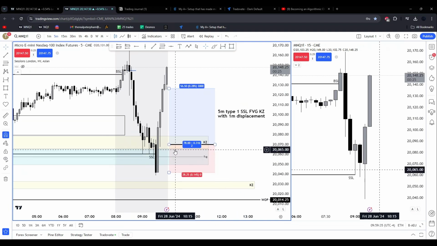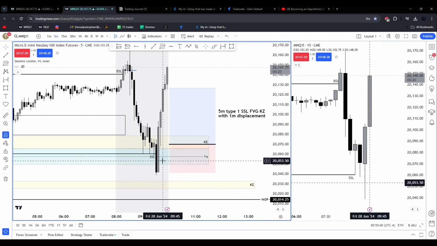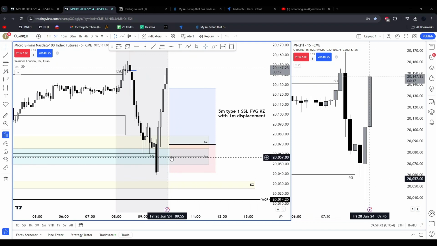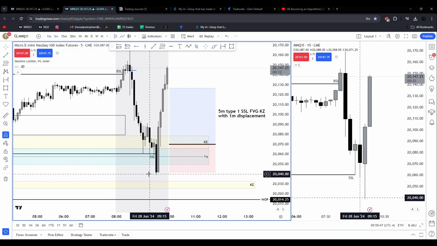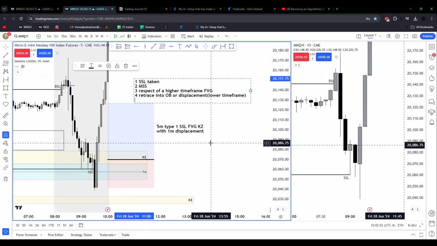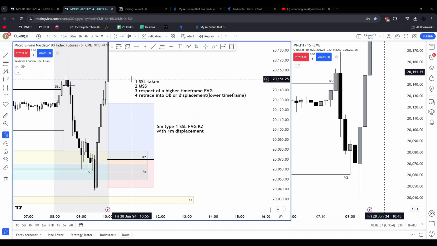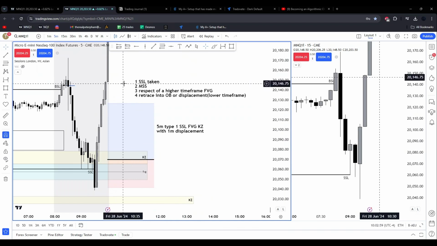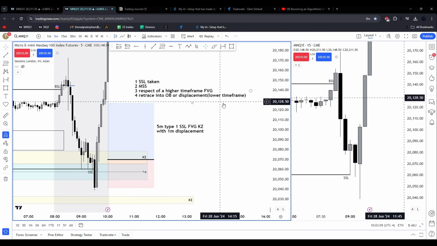But let's just go to the trade recap though. I didn't take this trade live, but I just want to make this video as an example of a future bullish A+ setup. So what are we looking for? We're looking for sell side liquidity being taken, along with a market structure shift, a respect of a higher time frame fair value gap, and a retrace into an order block or displacement on the lower time frame, which is where your entry would be.